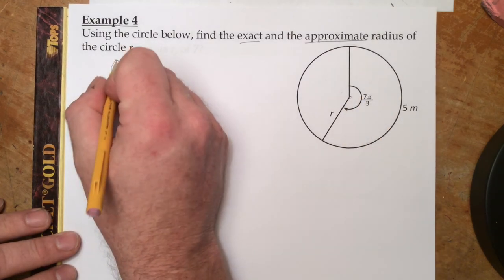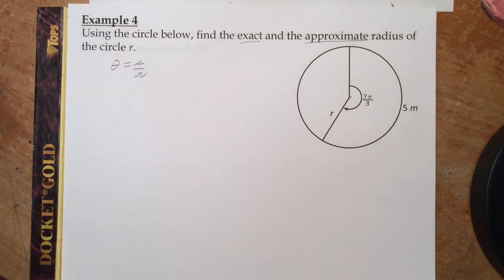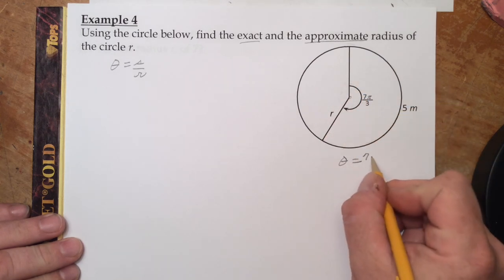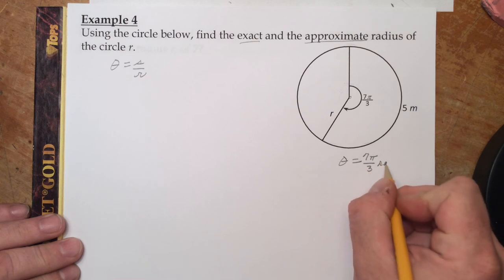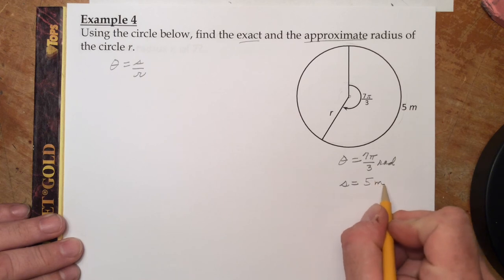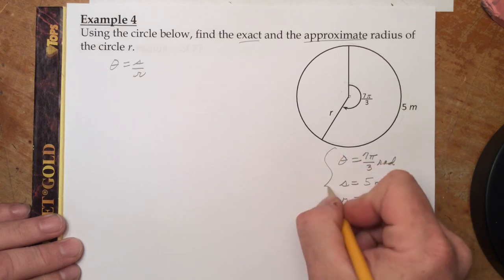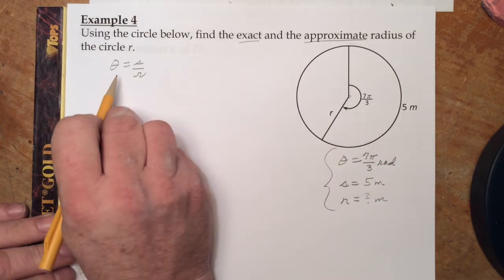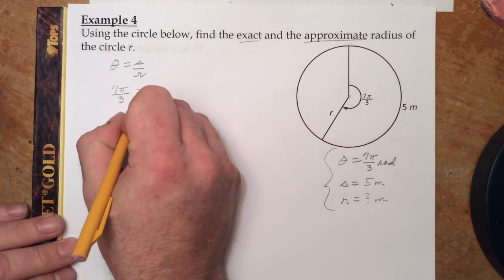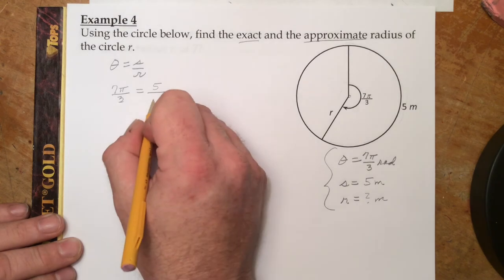So once again we use the same formula. Theta equals S over R. That's arc length over the radius. And let's define our variables. Theta is 7 pi over 3 radians. S is 5 meters, and R, that's what we're looking for, of course it'll be in meters. Theta, using the formula, is 7 pi over 3 equals S, which is in this case 5 meters, over R, which is what we're looking for.